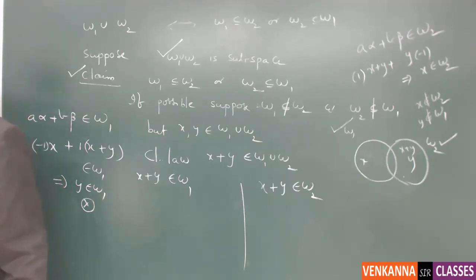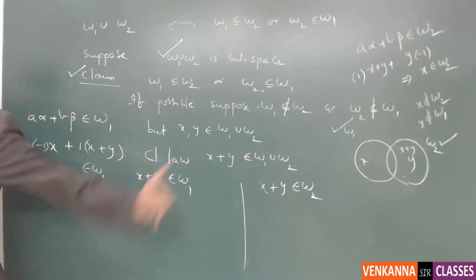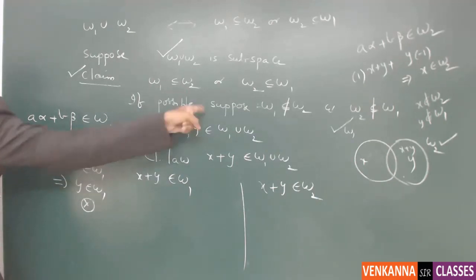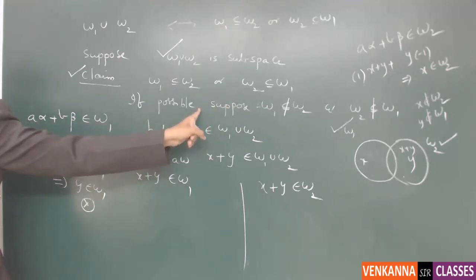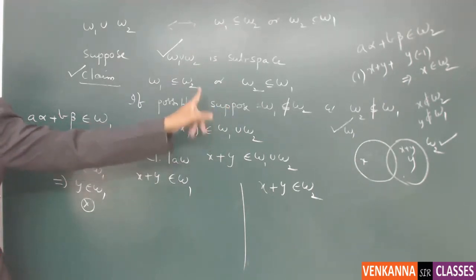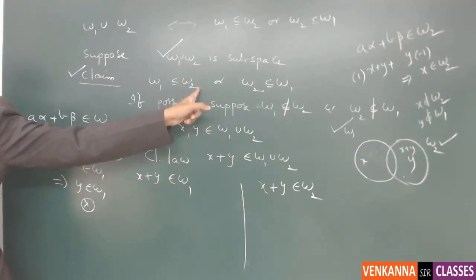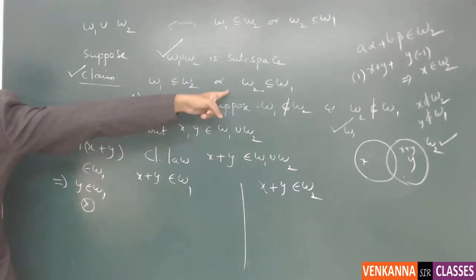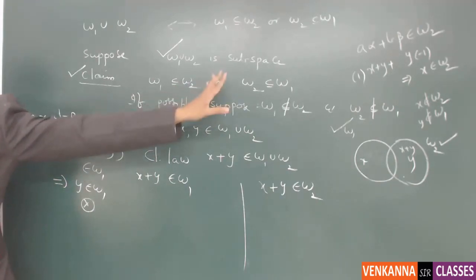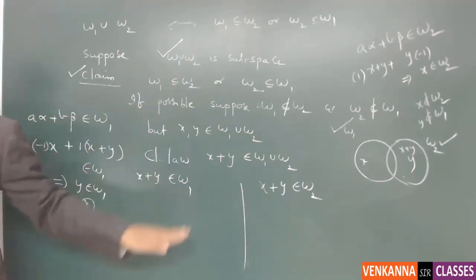So why is this contradiction arrived? Because earlier you have started with that W1 is not a subset of W2 and W2 is not a subset of W1. So our supposition is not correct. So the claim must hold. So either W1 subset of W2 or W2 subset of W1 must hold. So in this way we prove the result.